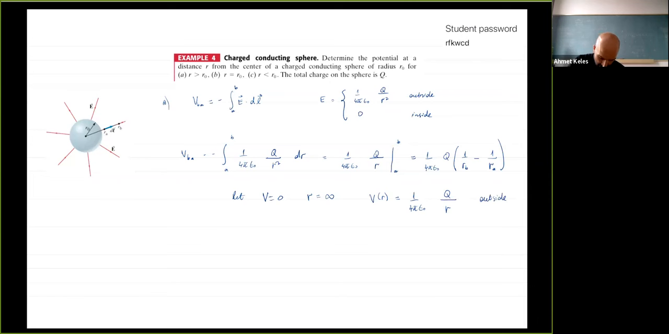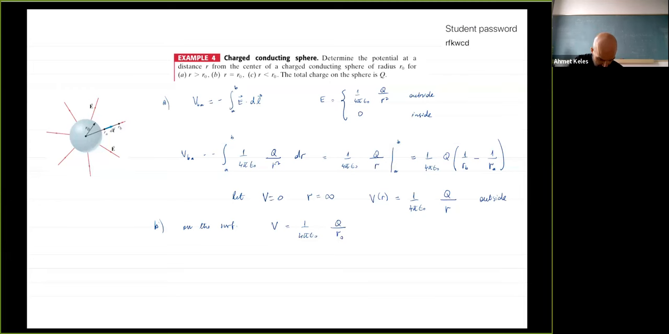So for B, we can just put R equal to R naught on the surface. V is equal to 1 over 4 pi epsilon naught Q over R naught.